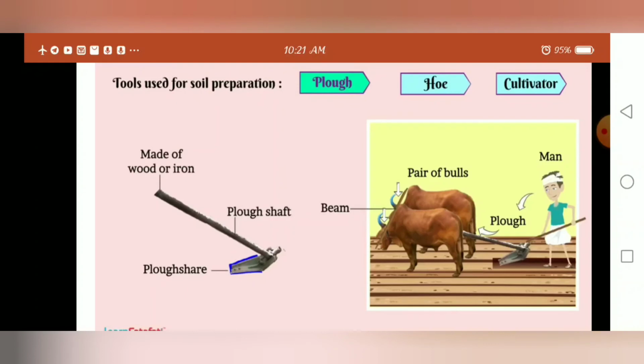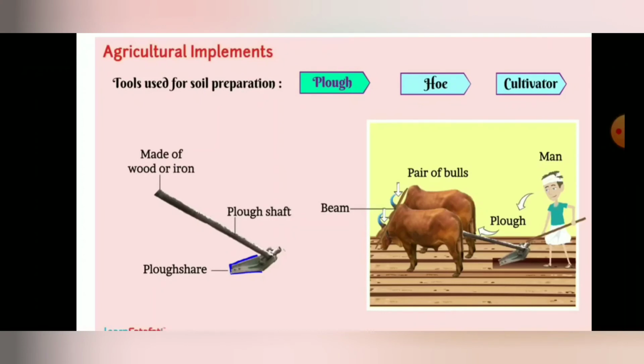One more point: you know that a pair of bulls draw the plough. The other end is attached to the beam which is placed on the bulls' neck. One pair of bulls is used. Next, wooden or iron ploughs are used nowadays. In ancient times, more wooden ploughs were used, but nowadays they are replaced by iron ones.